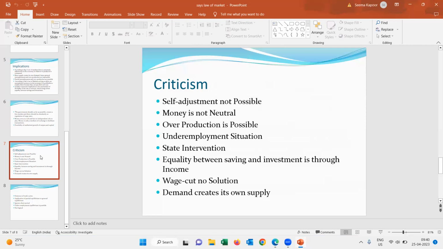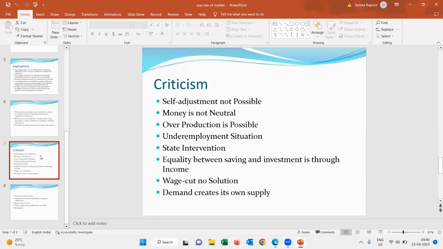Money is not neutral. Money is not used only as a medium of exchange. It serves other purposes. According to Keynes, money has store value also; it acts as a saving potential.